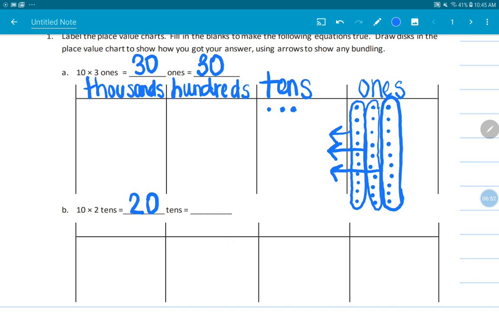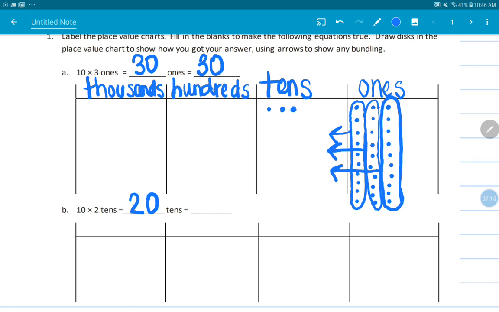How would we write 20 tens in standard form? Jacob? 20. Okay, 20 tens. 20 and then 10. Let's check it out on our place value chart.